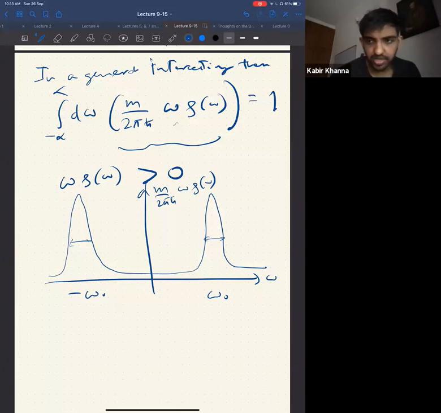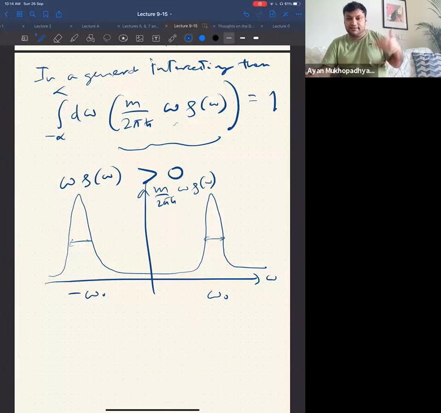Could you repeat that? What exactly? It's a probability, because this is positive definite and integrates to 1. You can interpret it as a probability density, and it's the probability that the fundamental frequency is not omega naught, but omega.